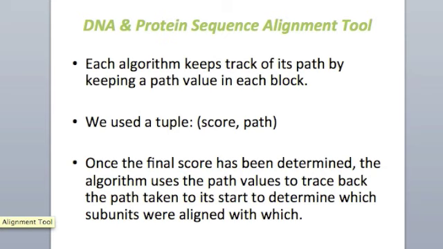So each algorithm keeps track of its path as well by keeping a path value in each block. And for this, we used a tuple in our two-dimensional array, and the tuple stored a score and also a path. Once the final score has been determined, the algorithm uses the path values to trace back the path to its start to determine which subunits were aligned with which.